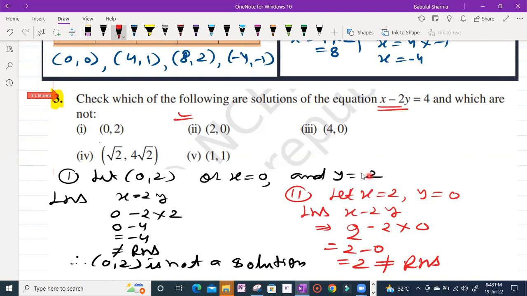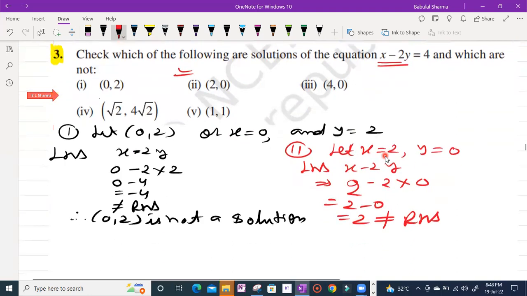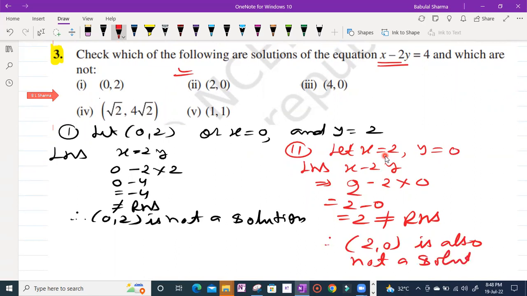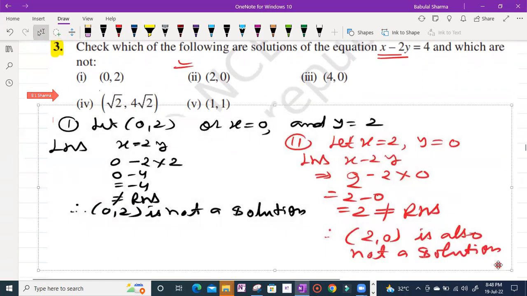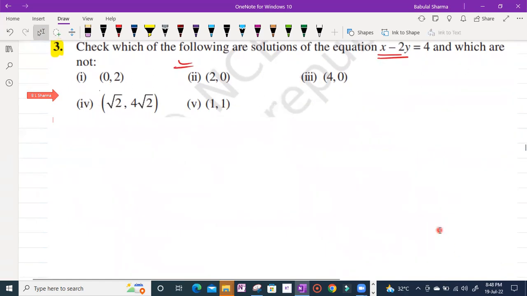लेकिन यहाँ पे when we replace the value of x is equal to 2 and y is equal to 0, left hand side is not equal to right hand side. तो हम कहेंगे therefore (2,0) is also not a solution. And now we check the third part of it. इसको मैं रिमूव कर देता हूं, फर्स्ट और सेकंड पार्ट को देखिए.